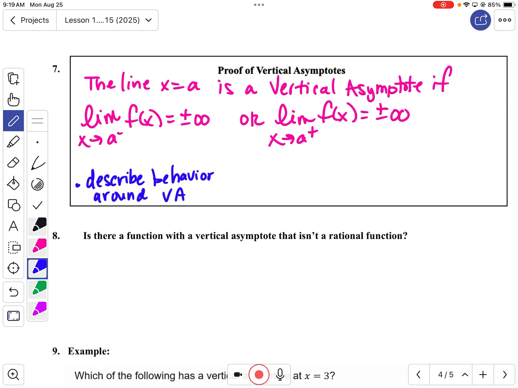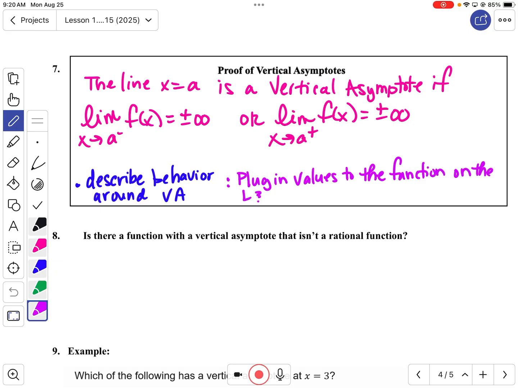Okay. Now, one of the things that they will ask you to do is to describe the behavior around a vertical asymptote, and they'll ask you to do it without a calculator. Okay. In order for us to do that, we have to plug in values to the function, so the entire function, on the left and right of the asymptote.